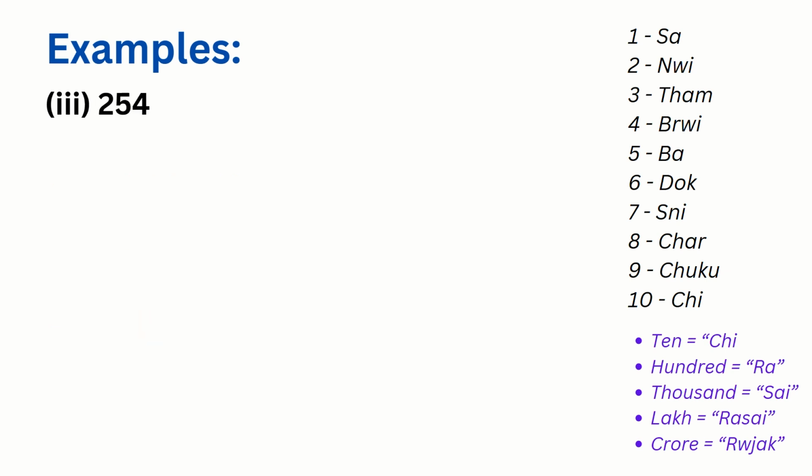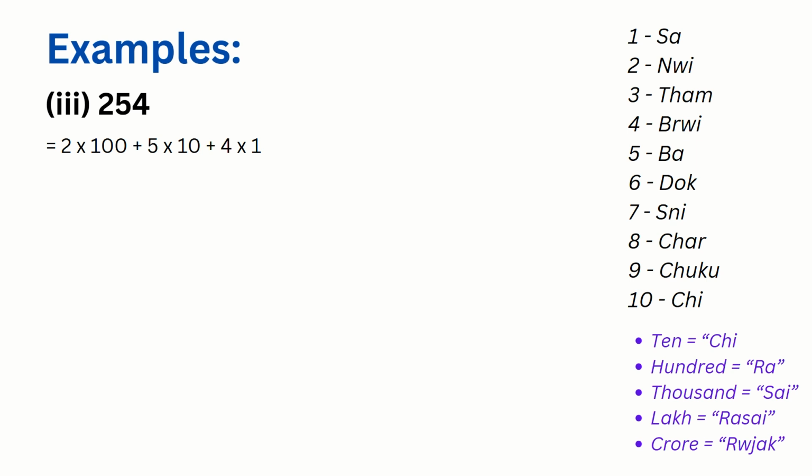For the third example, I have taken a 3-digit number, 254. We know that in 254 the 4 falls in the ones place because it is the rightmost digit, the 5 falls in the tens place, and 2 falls in the hundreds place. So we can break down 254 as 2 into 100 plus 5 into 10 plus 4 into 1.